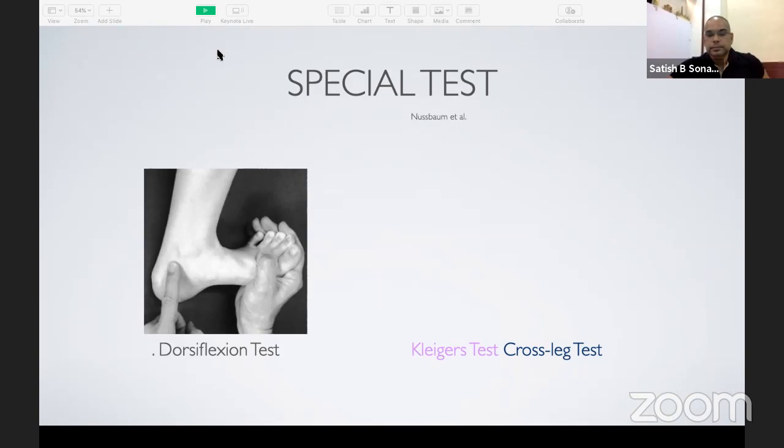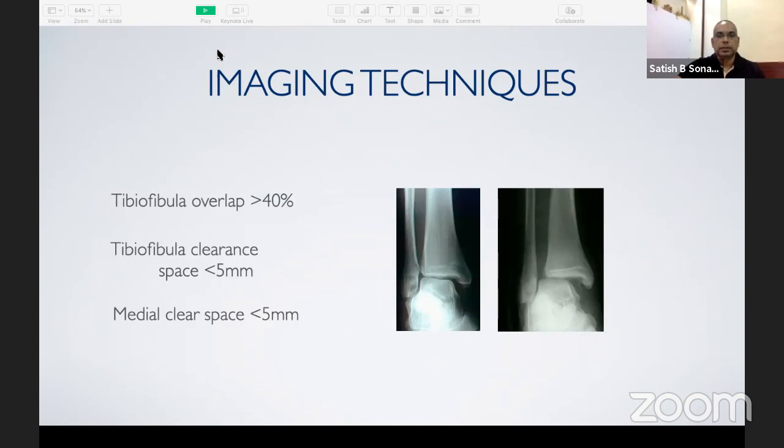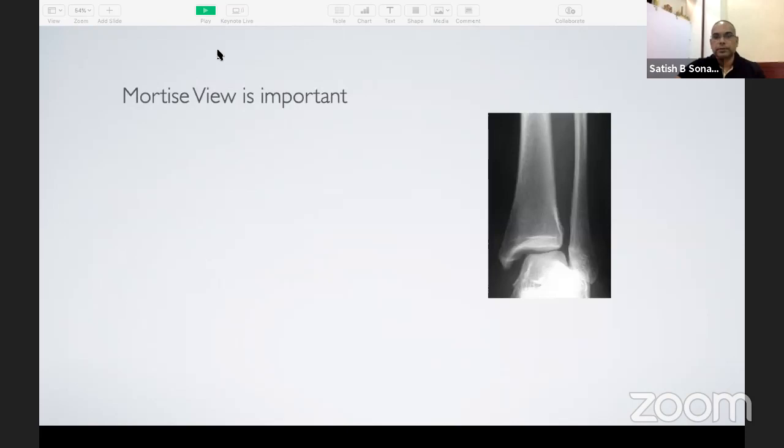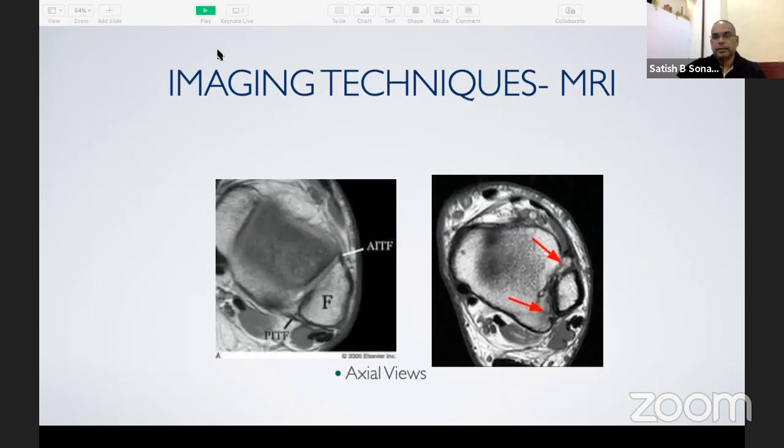On imaging, with x-ray you have to rule out syndesmotic injuries in addition to the stress test for lateral opening. MRI is more specific for the syndesmotic as well as the anterolateral ligament tear. Here you can clearly see the tear in the syndesmotic ligament, especially the anterior tibiofibular ligament.